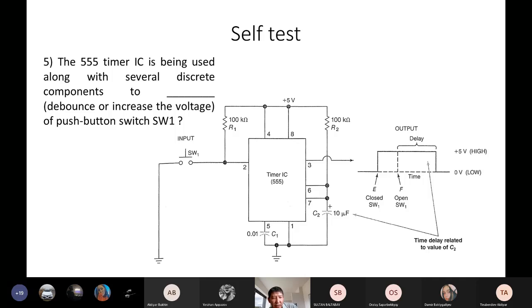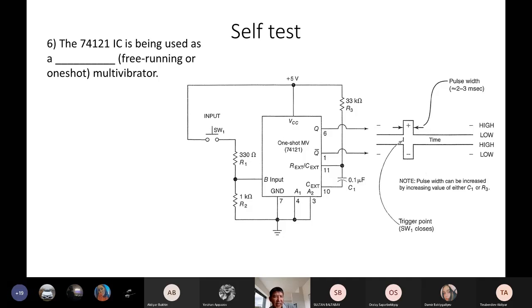And the 555 timer integrated circuit is being used along with several discrete components. So we already talked about it, to debounce or to increase the voltage. For what reason do we use this? I think to debounce. Debounce, because this switch has bouncing, and we connect this switch to this latch and it will debounce, but it has some delay. So how can we decrease this delay? By regulating the capacitors. Which one, C1 or C2? We checked already. C2. We tried C1, but it didn't affect the delay. Then we tried C2, and we see that it actually affects the delay. Okay.